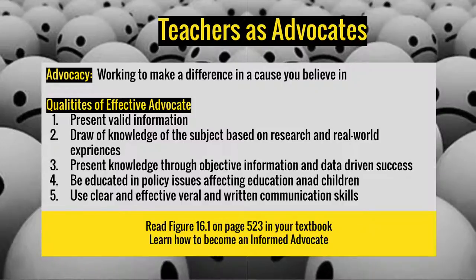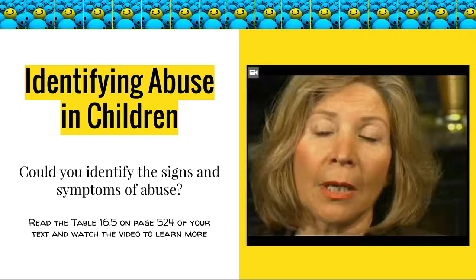Part of being a NAEYC professional is being an advocate for the children in our care, and really an advocate for all children. Read this slide about advocacy and look at the qualities of an effective advocate. And then in your textbook on page 523, read figure 16.1. And this is going to just reiterate how to become an informed advocate. And we're going to try that out in our advocacy project that you'll learn about in a few slides.